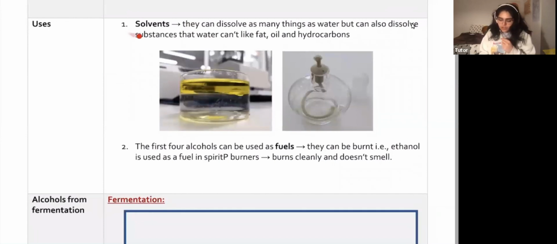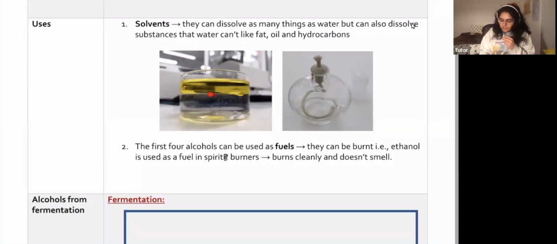Now, a few uses. We can use alcohols as solvents because they can dissolve many things that water can, but they can also dissolve things that water can't. Things like fat, oil, and other hydrocarbons. And the first 4 alcohols can be used as fuels. They can be burnt. Like ethanol is used in spirit burners, and they burn quite cleanly. They don't really have a particular scent when they're burnt.